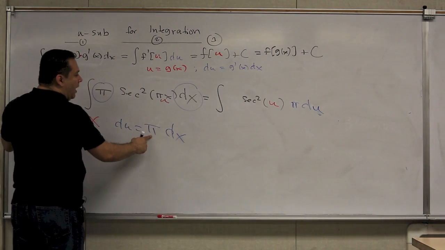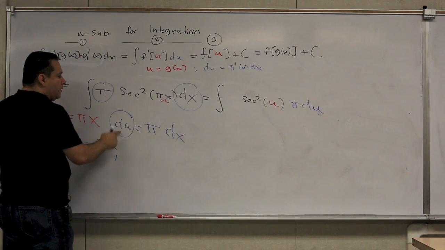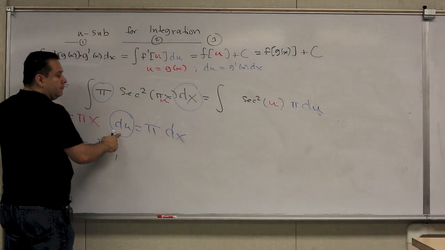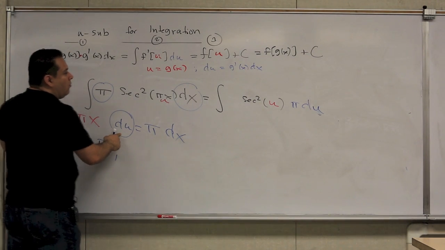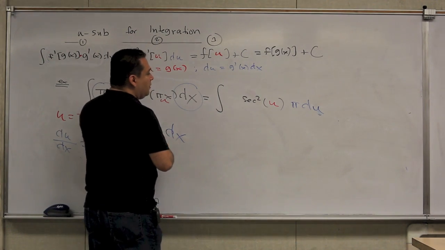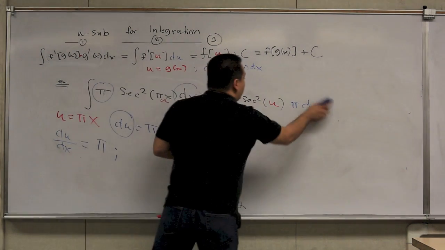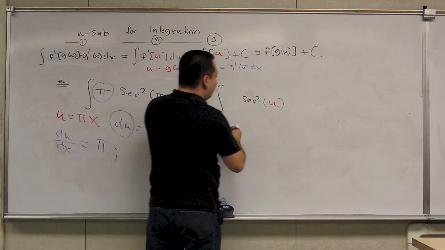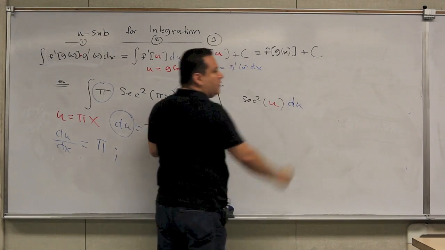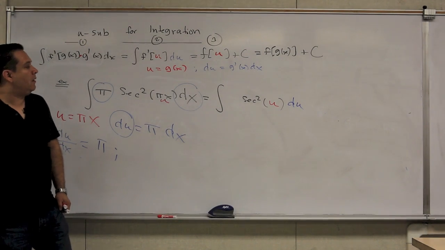Because pi dx, here's my dx, here's my pi, is really what? Du. You okay with that? So what you're looking at is now the integral of secant. Oh, sorry. The pi's gone. Sorry. I really got du. I'm actually thinking of something else, but you'll see in the next example.